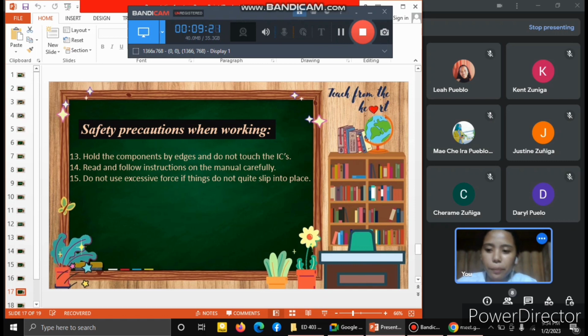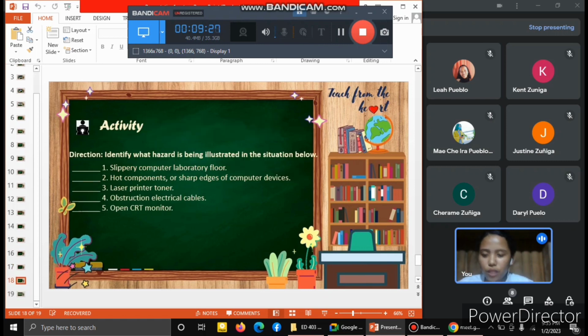I think this is the end of our lesson. So we will have an activity. You will answer 1 to 5, and the directions is identify what hazard is being illustrated in the situation below.